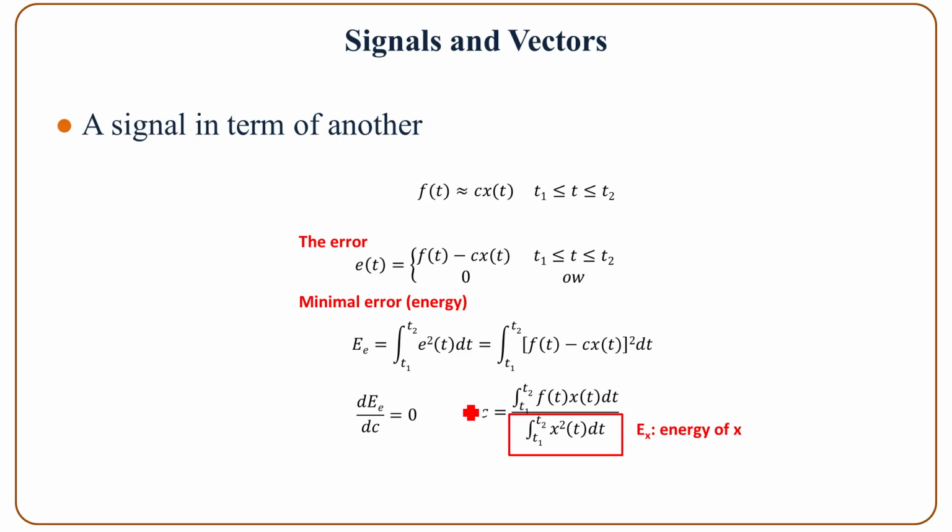Similarly, a signal can be expressed in terms of another signal. So f of t can be expressed as c times x of t, and this is an approximation, and c is a coefficient just like we already saw previously with vectors, and the error is the difference between f of t and c times x of t for t between t1 and t2 and 0 otherwise.